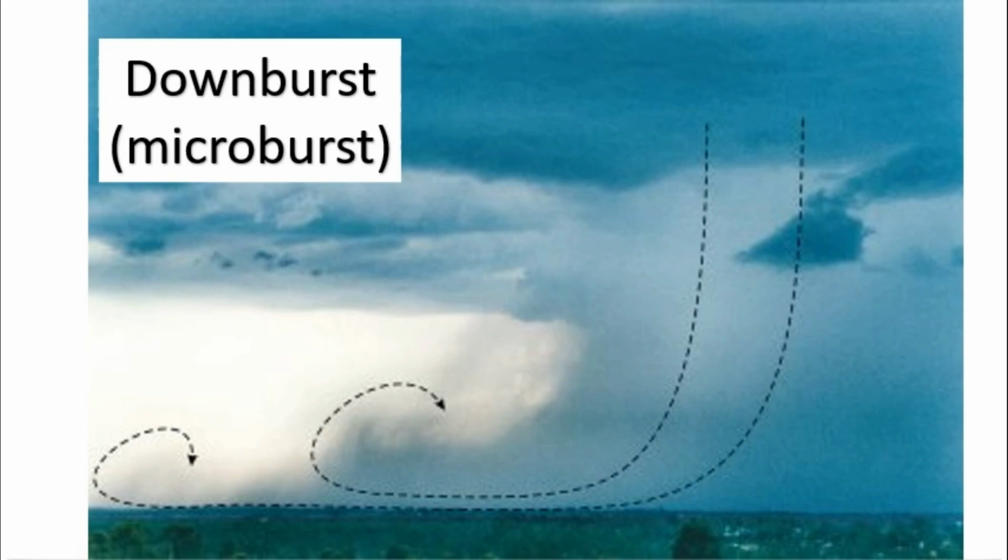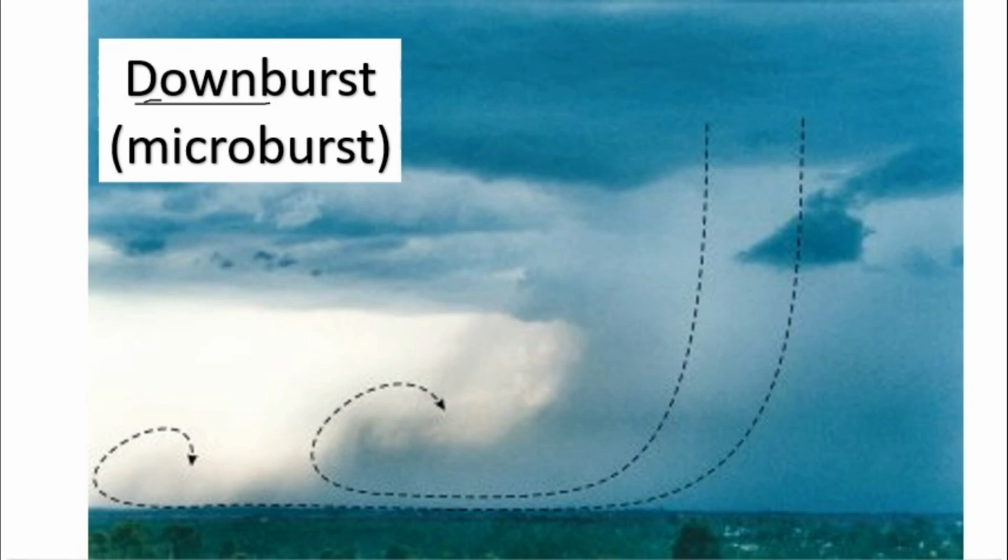A downburst or microburst is a downward movement of air from rain falling in a thunderstorm. Once again, listen to that carefully. A downburst is the downward movement of air, or a downward wind, from the rain falling out of a thunderstorm.